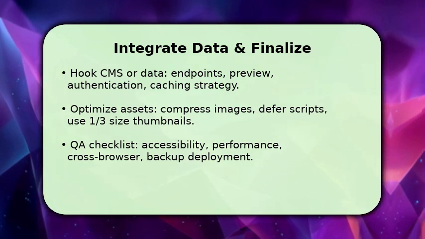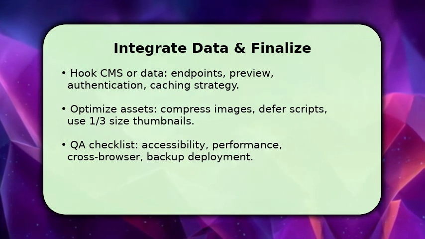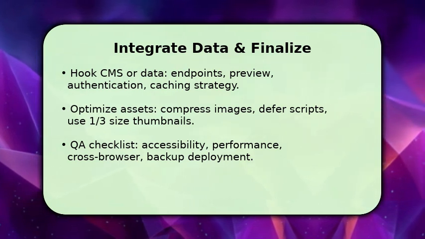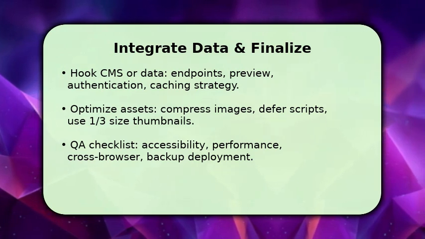Run accessibility and cross-browser checks and create a production build. If something breaks, roll back to the last Git commit and isolate the change. Most template issues stem from mismatched tokens or missing assets, so check variables and paths first.